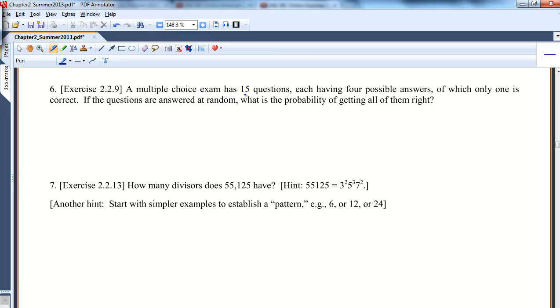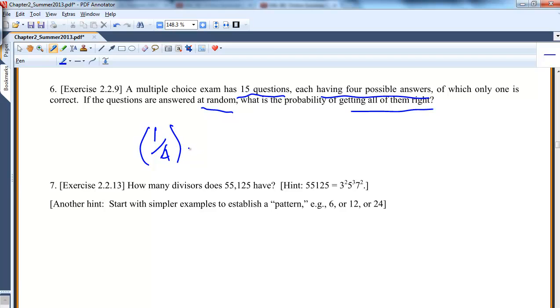A multiple choice exam has 15 questions, each having 4 possible answers, of which only one is correct. If the questions are answered at random, what is the probability of getting them all correct? So the probability of getting the first question correct is 1 out of 4.